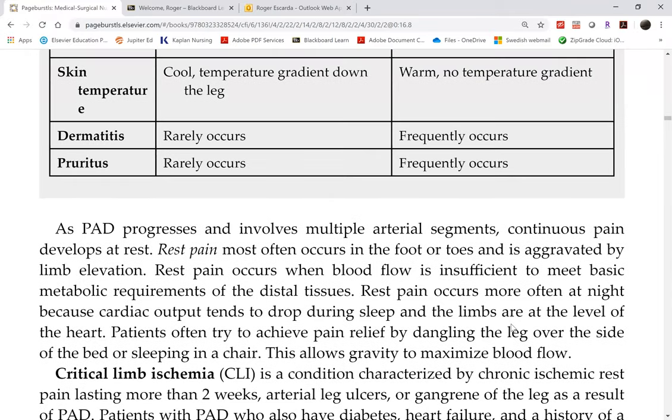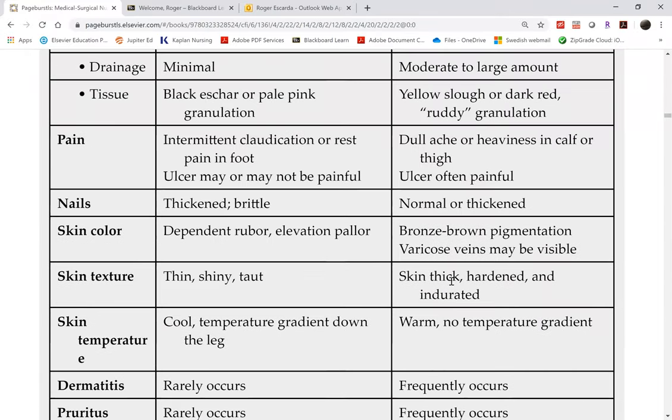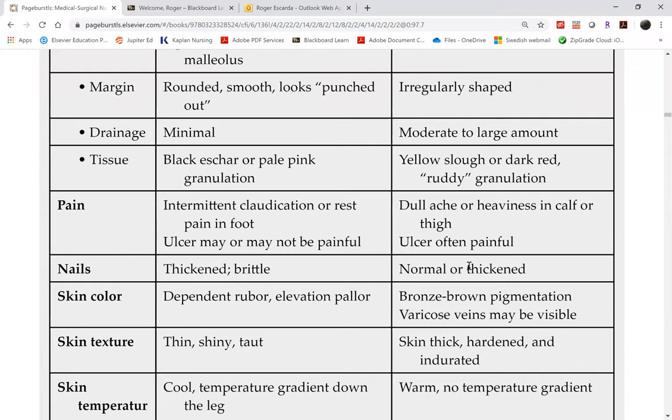Treatment's not mentioned here, but these things are harder to treat, the venous, because there's really no vascular intervention in venous disease. All you can do is wound care and compression dressings, really tight compression dressings, in order to promote venous return and decrease the edema. And because the dressings are so tight, it will aggravate the pain.